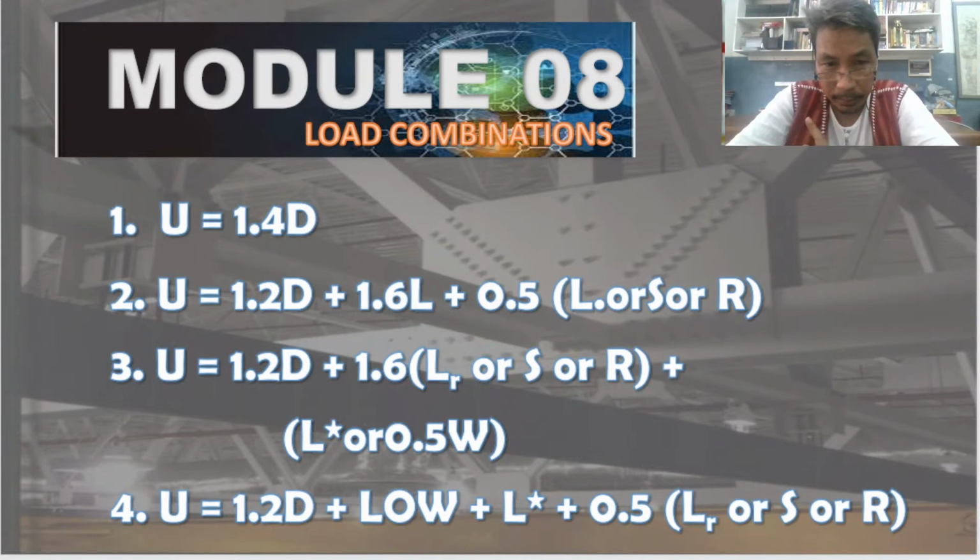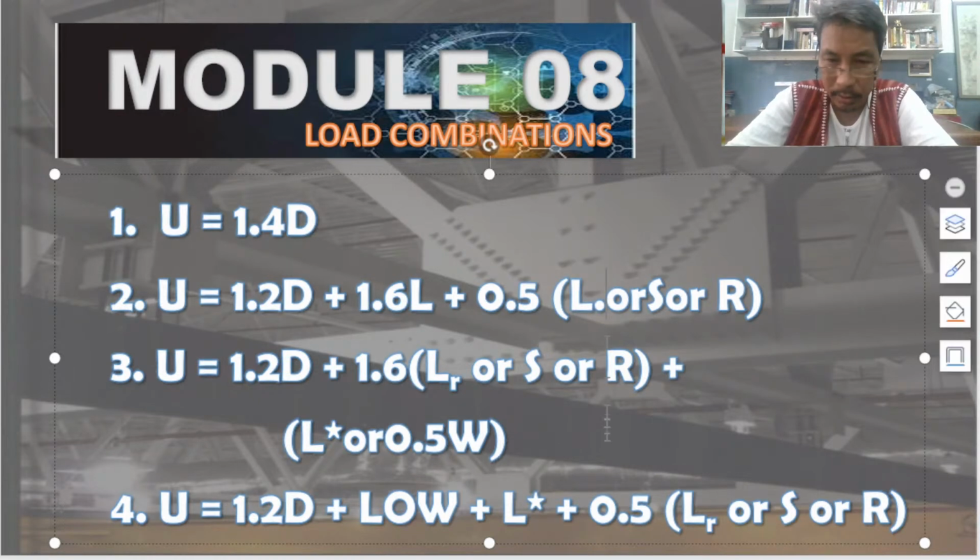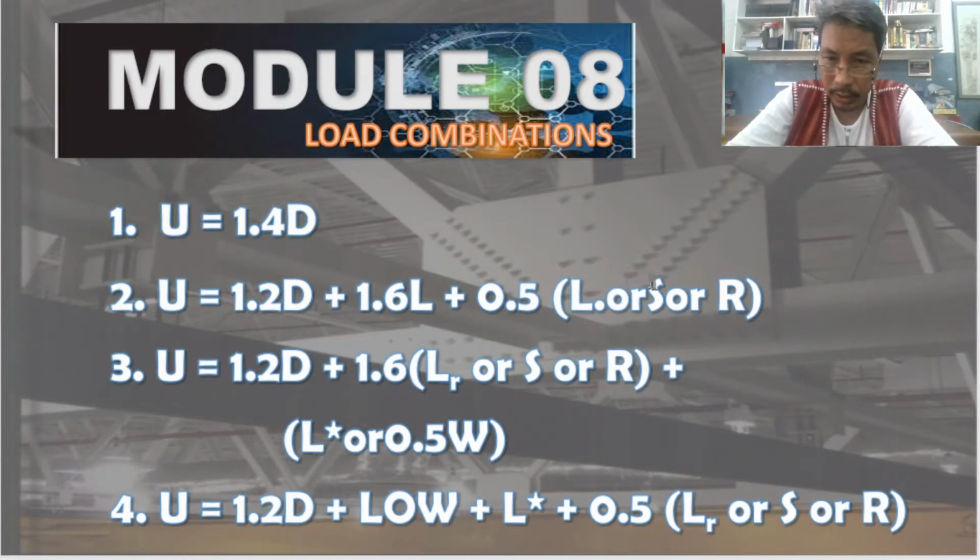Take note of that. Number 2, required strength is equal to 1.2 dead load plus 1.6 live load plus 0.5 LR. This is the roof live load, or snow, or rain. All of these have something to do with roofing. Rain will hit the roof. Snow will hit the roof. And LR, of course, is live load for roofing.